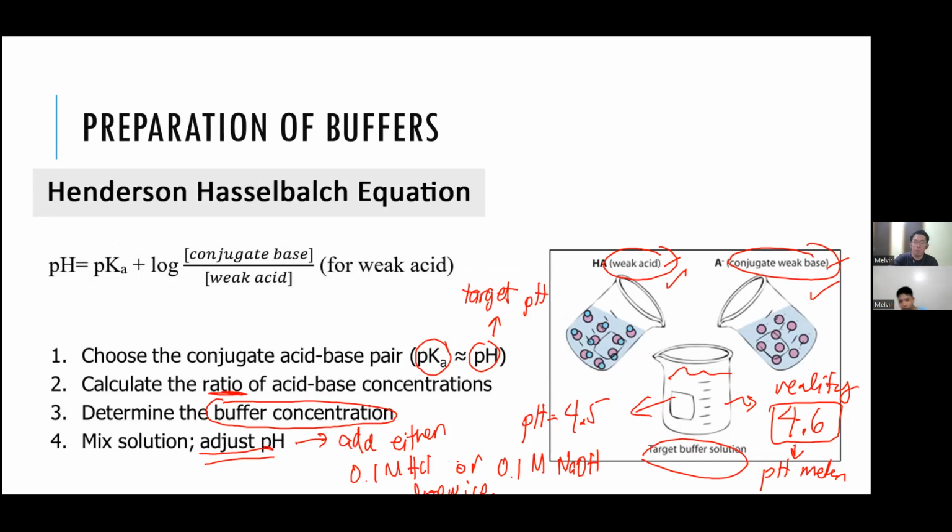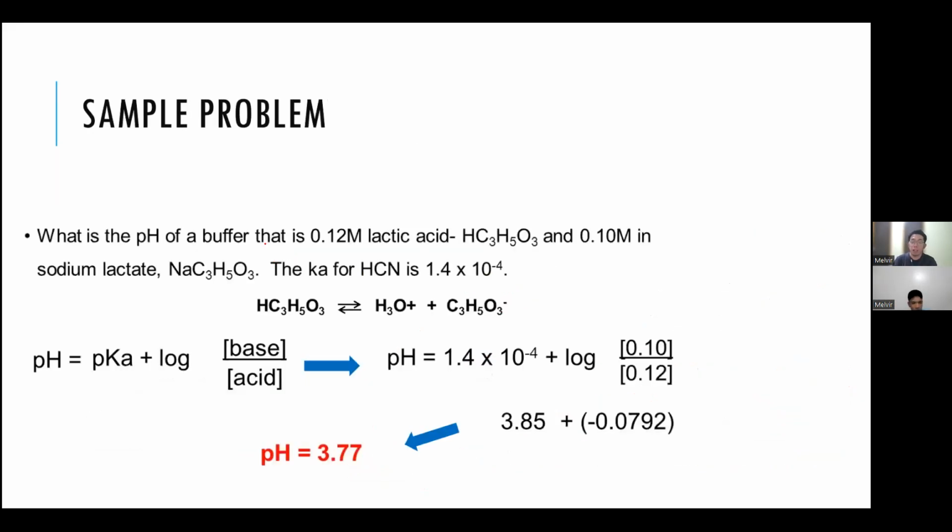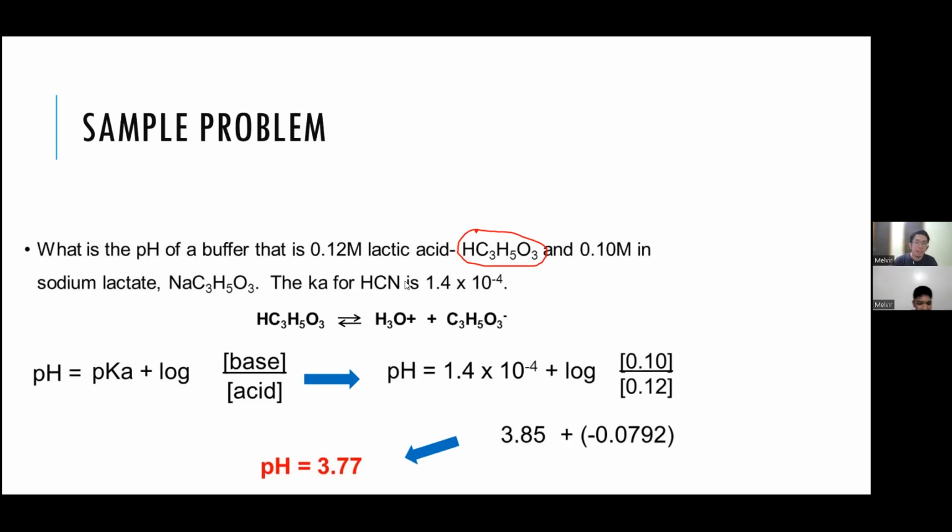So, let's move. Let's say we'll have an example. What is the pH of a buffer that is 0.12 molar lactic acid? So, lactic acid is this one. Tapos, ang Ka ni lactic acid, hindi to HCl. Hanapin mo nga yung Ka ni lactic acid. Baka mali lang siya.